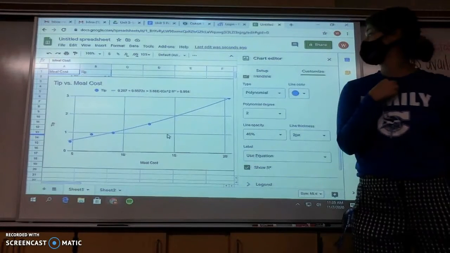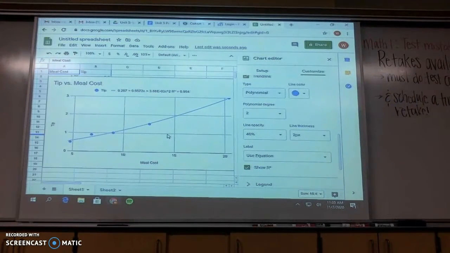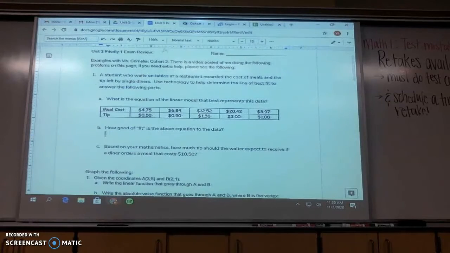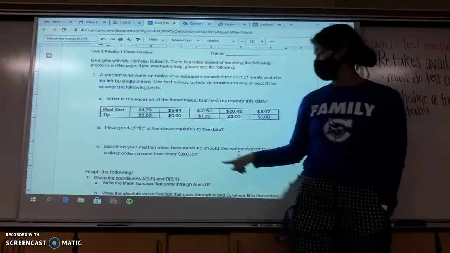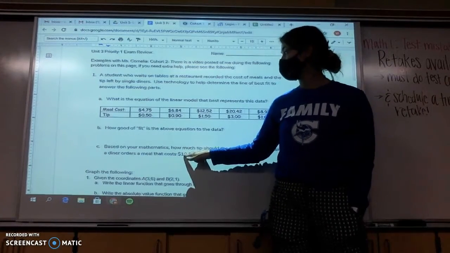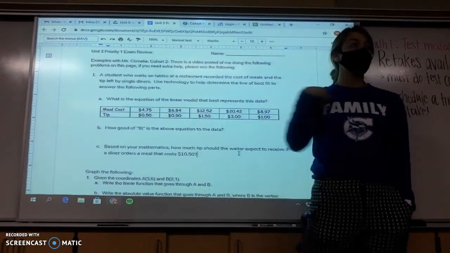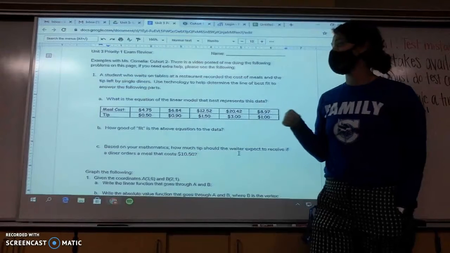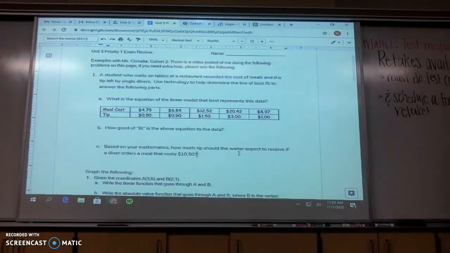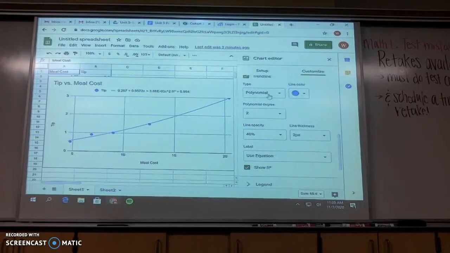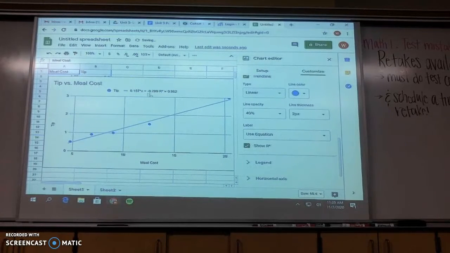Quadratic. Yep. Okay, and then the last question on this one is, based on your mathematics, how much should a waiter expect to receive if the meal cost is $10.50? All you have to do for this question is plug that $10.50 into the equation that you got for linear. So you would use our equation, which you saw on this. Let's make this back to linear.